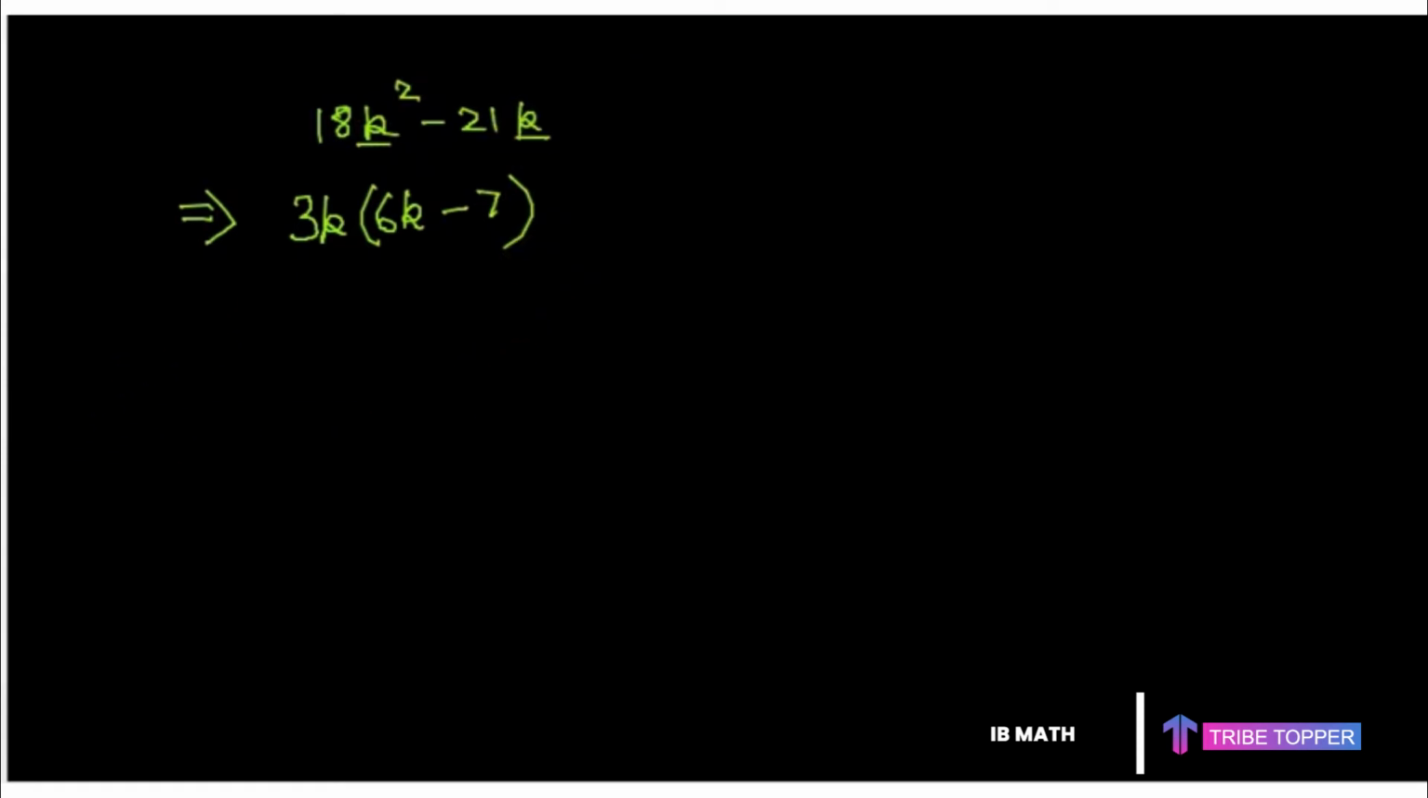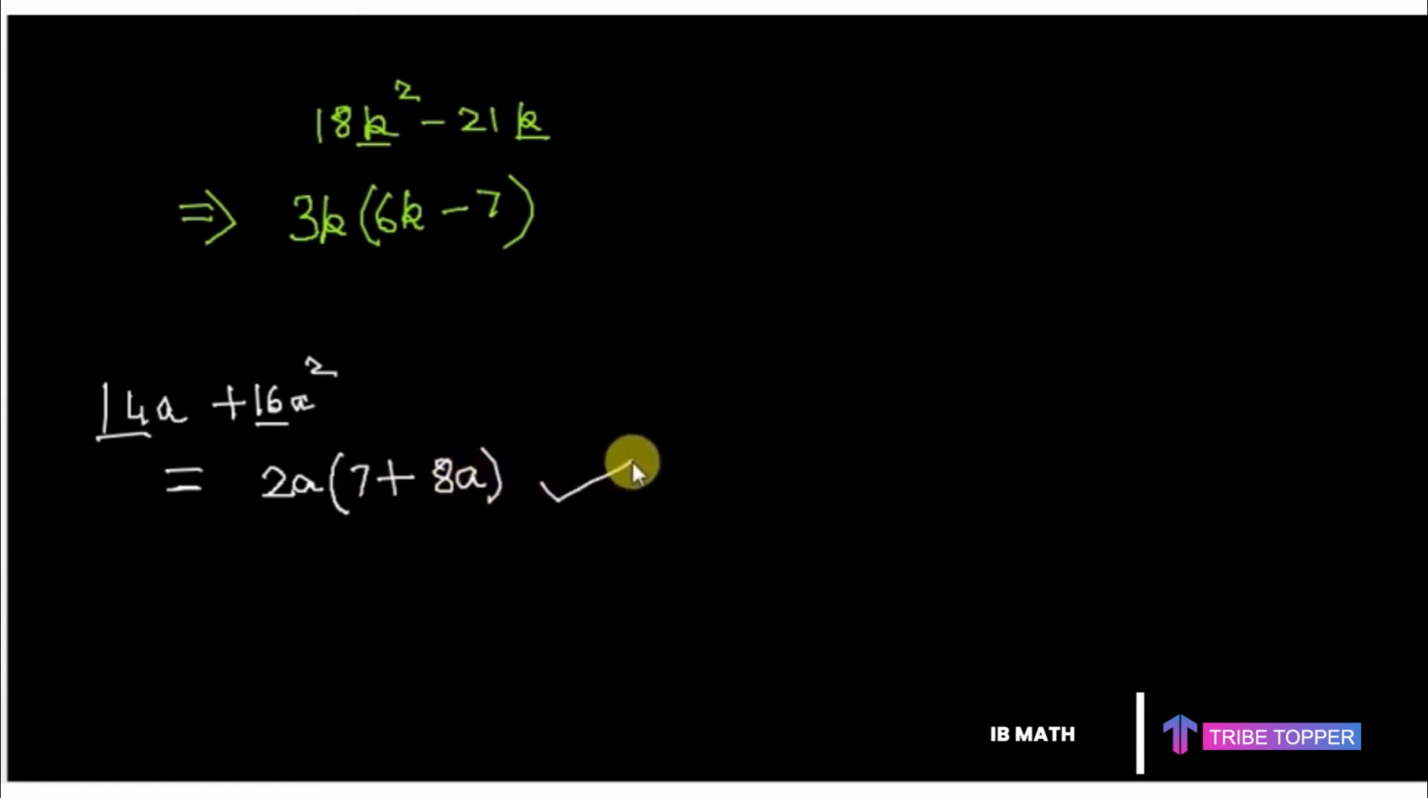Now I'm taking another question from your exercise. It's 14a plus 16a square. So I'm sure you know the answer. First thing, you look at it, 14 and 16, they're both even numbers. Definitely they fall in the table of 2. So I'll take 2 common outside. A and a square, definitely a is common. So multiply this with what? 2a times 7 would give me 14a, plus 2a times 8a would give me 16a square. So that is your final answer.